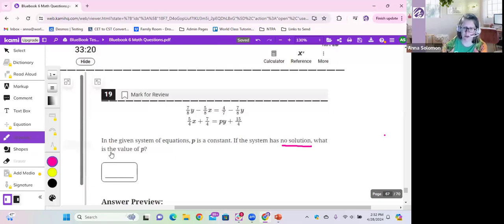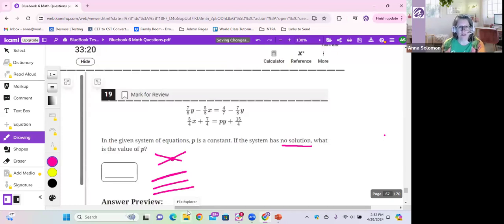What does it mean for it to have no solution? Well, if a system has one solution, that means it crosses once. If it has infinite solutions, that means it's the same line represented two different ways with two equations. No solutions means it never crosses, therefore they're parallel, therefore they have the same slope. All right, and that's going to be an important concept here.